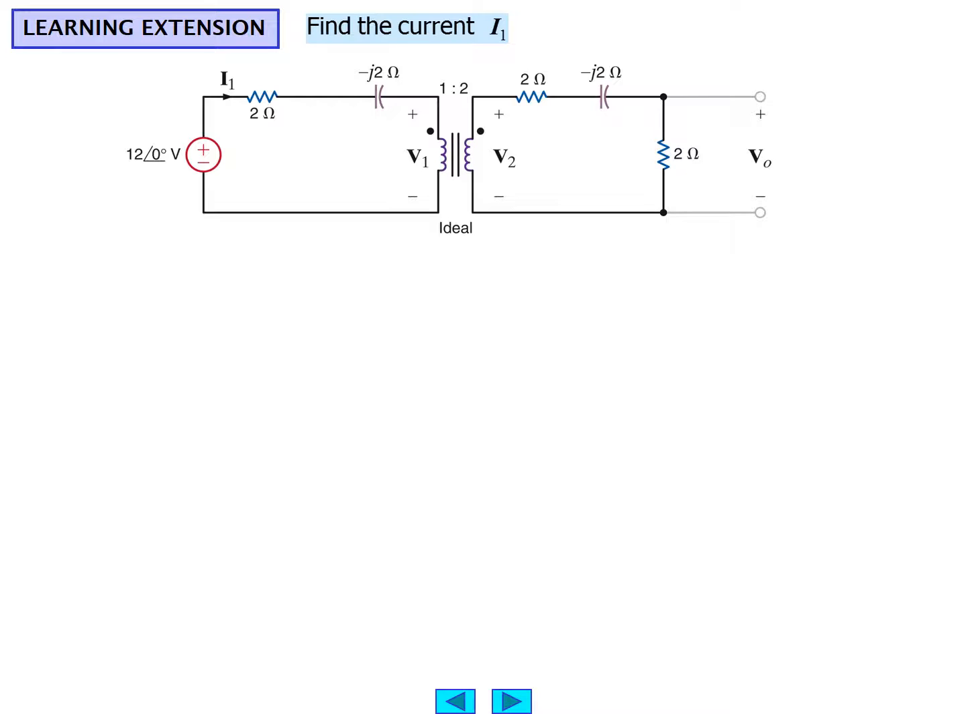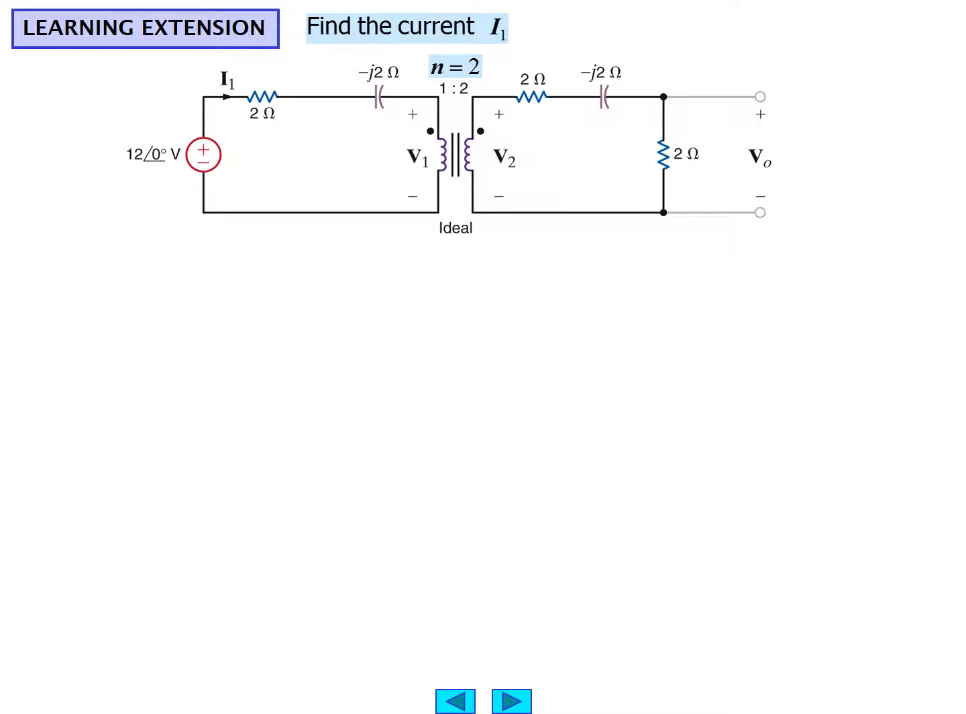Here we have another learning extension with the voltage source of 12 angle 0, a current I1 flowing through a 2 ohm resistor, a capacitive reactance of minus j2, an ideal transformer developing a voltage V1 with the dots as shown, a turns ratio of 1 to 2, a secondary circuit having voltage V2 from the transformer but a 2 ohm resistor in series with the minus j2 capacitive reactance and a final 2 ohm resistor, and our target variable is the output across the 2 ohm resistor, plus and minus V0. But we're asked to find, of course, the current I1 delivered by the source.